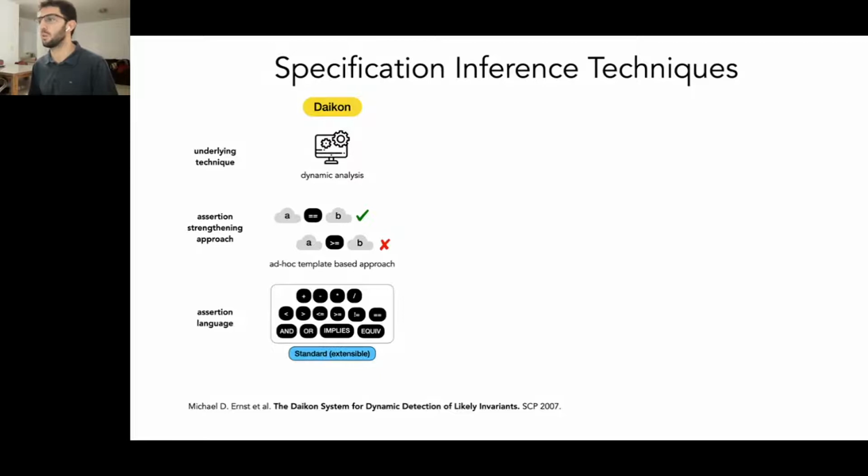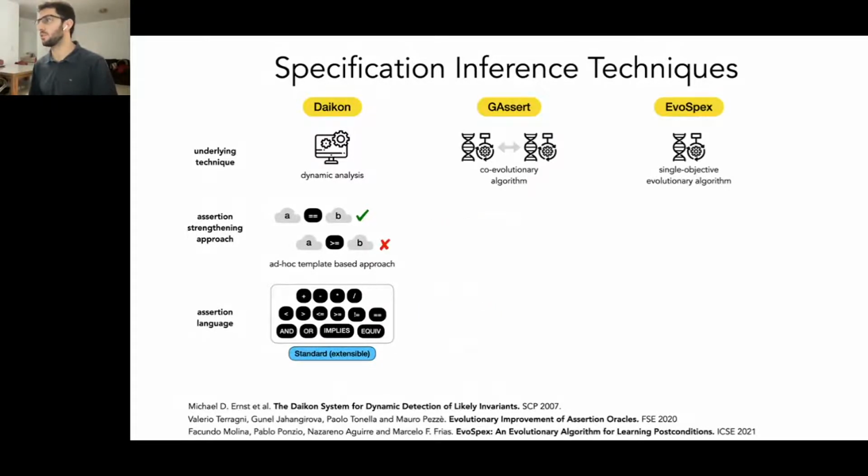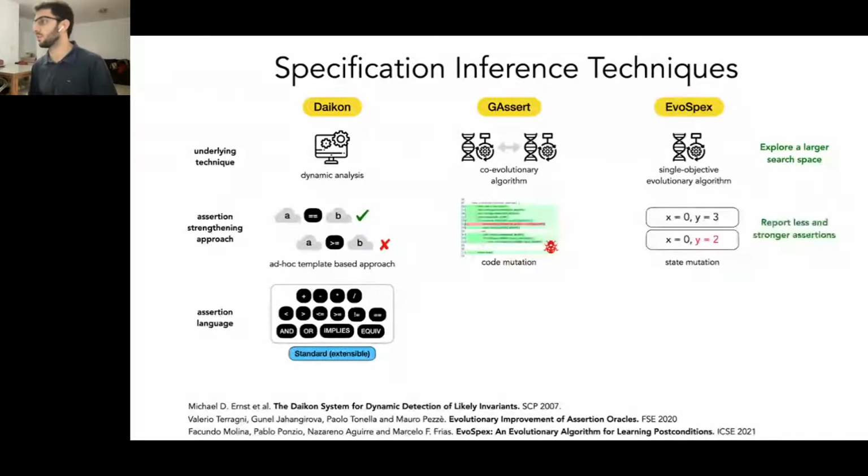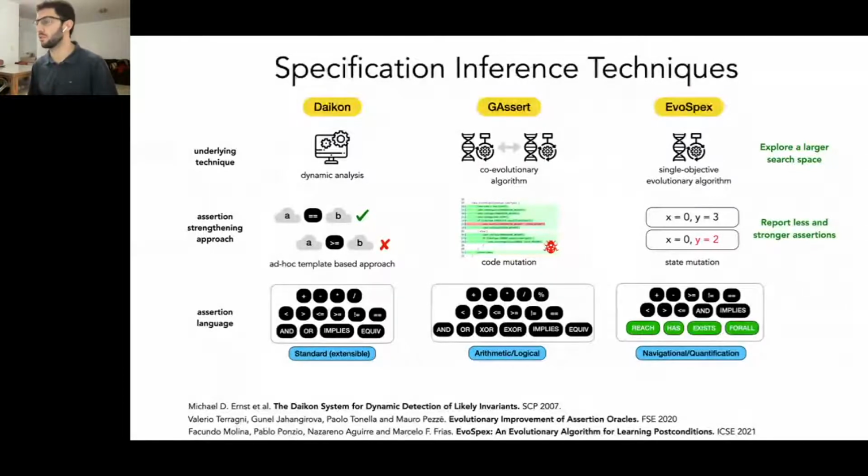Daikon has some known limitations. For instance, it typically reports false positives and redundant assertions. And also the assertions that Daikon reports are simple arithmetic and logical expressions. In order to overcome these limitations, other techniques have been proposed, in particular GAssert and EvoSpex. These approaches use evolutionary computation in order to explore a larger search space. They also use mutation-based techniques in order to report fewer and stronger assertions. And finally, they incorporate more expressive assertion languages, including further operators. These techniques share some limitations. The most important one is that the assertion languages that they have are difficult to adapt to support further assertions.